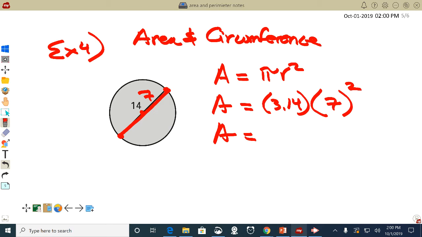So if there's only one number in parentheses, that just means multiplication. So we're going to go to exponent. So 7 times 7 is 49. Here we go, 3.14 times 49.